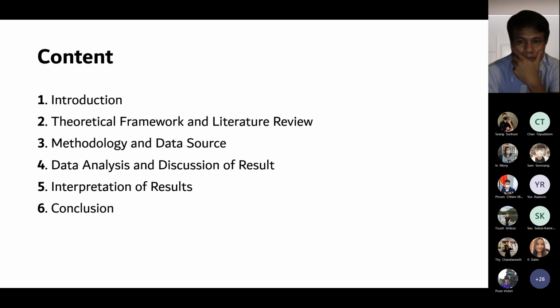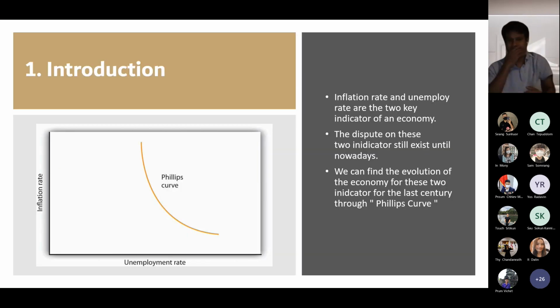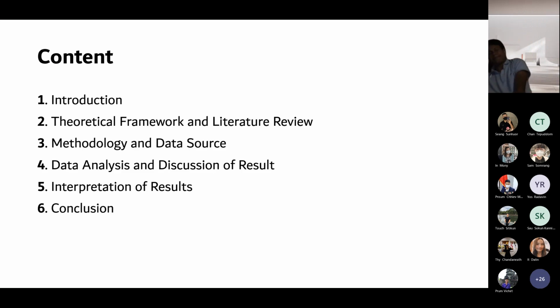Yes, I see. Now back to content. Let's begin with the introduction, followed by the theoretical framework and the literature review. Next is the methodology and data source, followed by the data analysis and discussion of results, interpretation of results, and last but not least, the conclusion. Let's move on to the next slide.